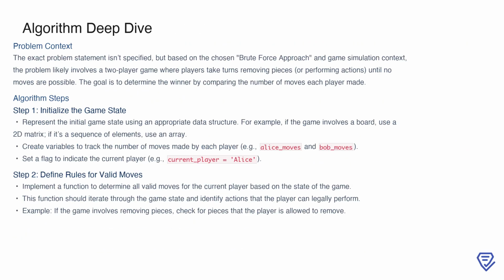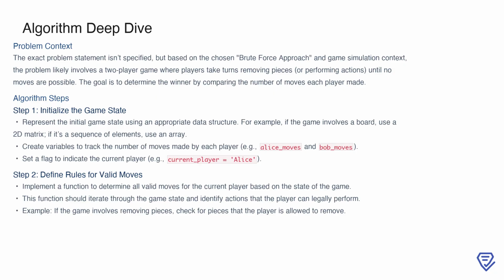The problem we're addressing revolves around a 2-player game where players take turns performing actions, such as removing pieces, until no moves are left. The winner is determined by comparing the number of moves made by each player. To tackle this, we start by initializing the game state.